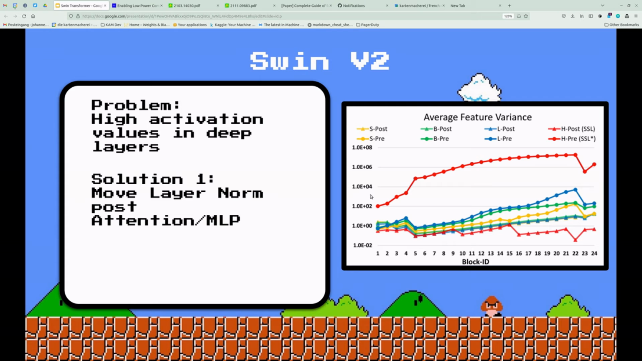And here you see the magnitude of the feature variance. Higher is worse. So for this big model, the huge model, it was actually really bad before they moved the layer norm, but after they moved the layer norm, it was really good. It kept really low. So that is an interesting trick that is quite easy to implement and helps.